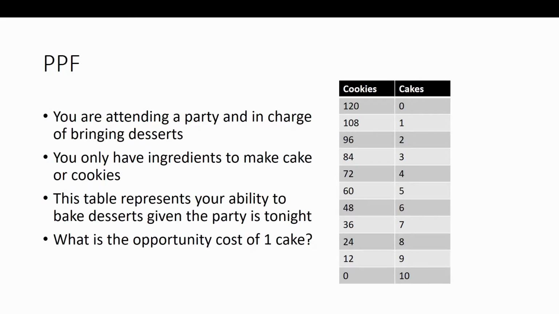Given this, what is the opportunity cost of one cake? Let's assume we started at 10 cakes and we're going to give up one cake. The opportunity cost here is 12 cookies. We gain 12 cookies, right? We go from 0 up to 12, so 12 minus 0 is 12 cookies for one cake.